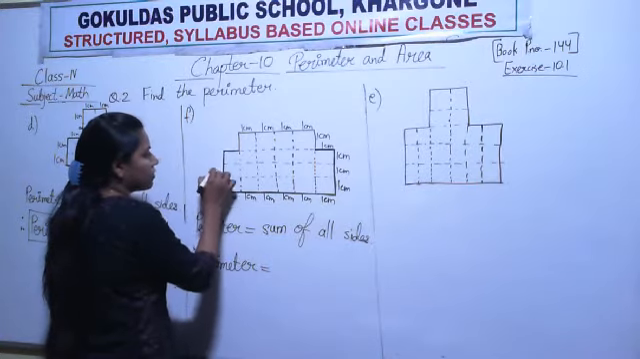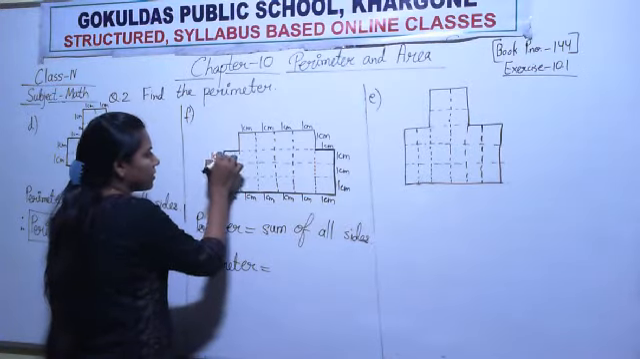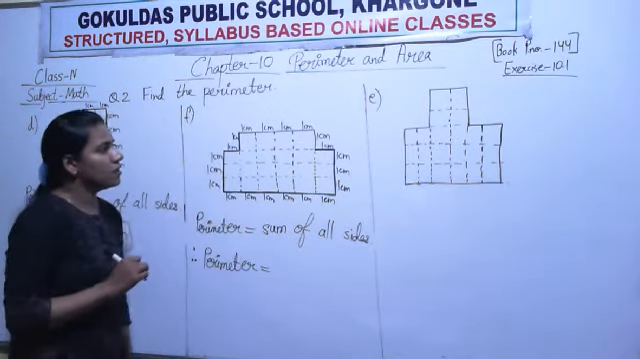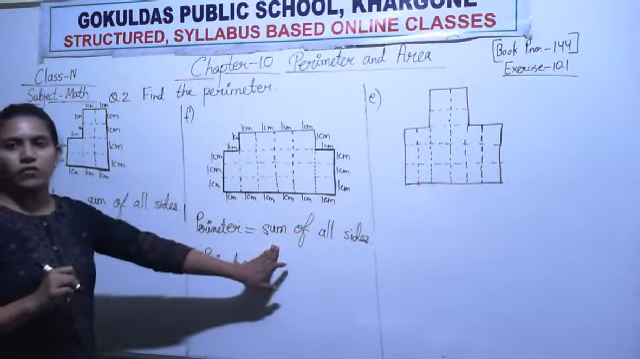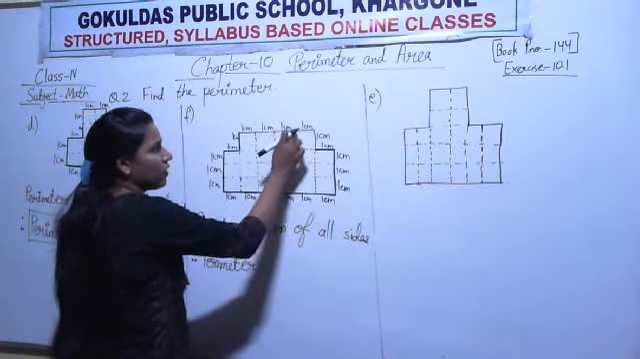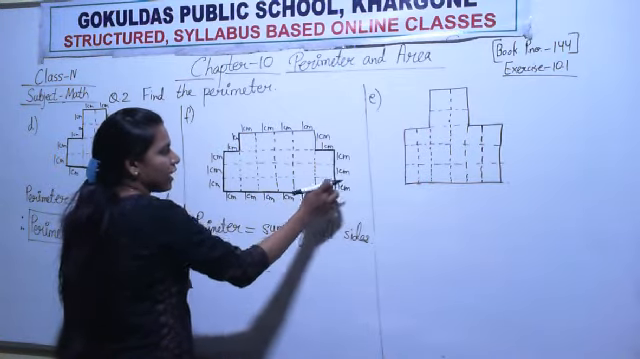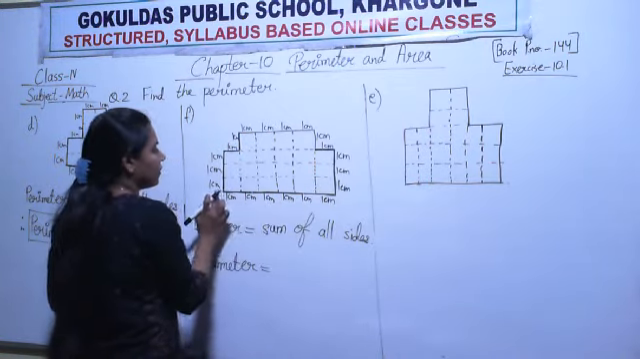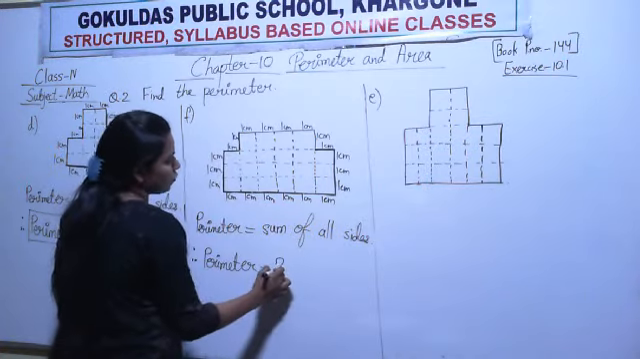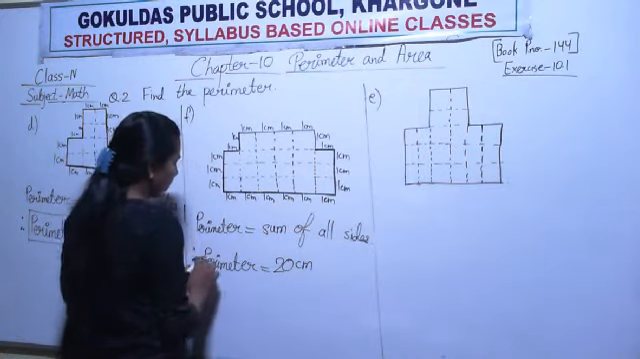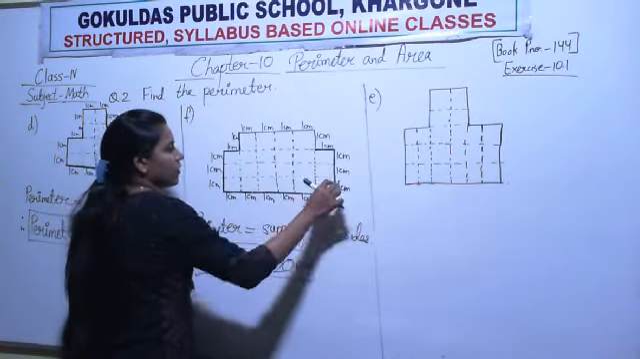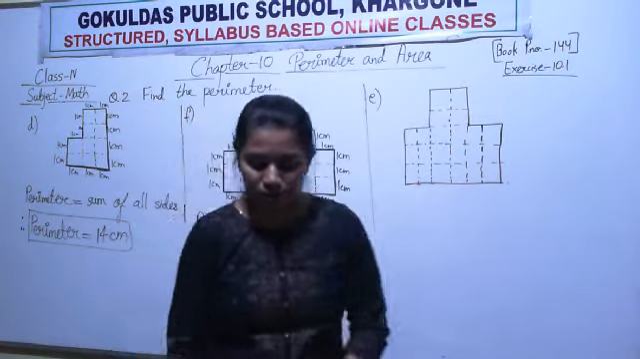So the value of this is 1 centimeter, 1 centimeter, 1 centimeter, and the value of this is 1 centimeter. Now, as we want to find the sum of all sides, count: 1 plus 1 is 2, 3, 4, 5, 6, 7, 8, 9, 10, 11, 12, 13, 14, 15, 16, 17, 18, 19 and 20. So the sum of all sides is 20 centimeter. Therefore, the length of the boundary of this figure is 20 centimeter.